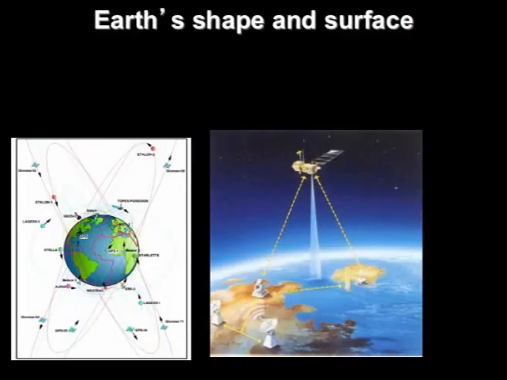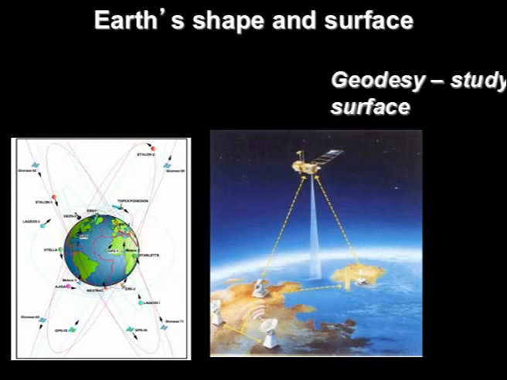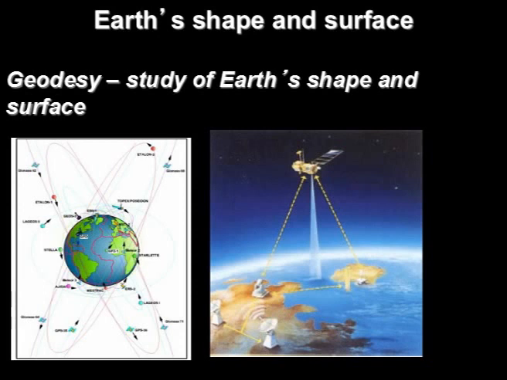Obviously, in our modern world, we have access to GPS and a range of far more accurate surveying equipment that allows us to calculate the shape of the Earth, the movement of continents, and to accurately position ourselves on the Earth's surface. The study of the Earth's shape and surface is known as geodesy.